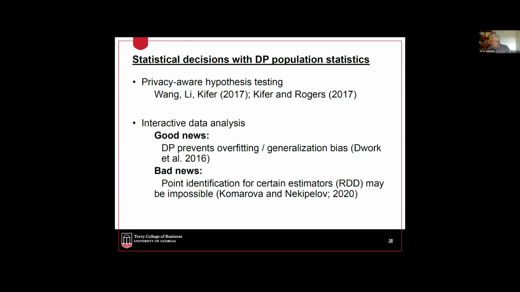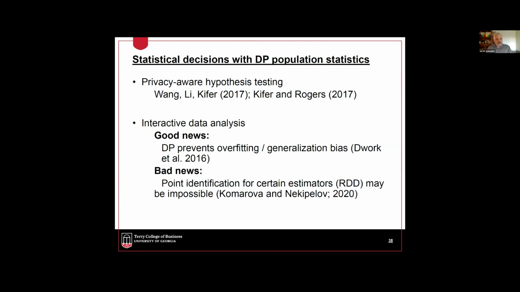Just to close out, other types of decisions that economists will be interested in are, of course, statistical decisions with differentially private population statistics. I'm not going to say too much here. Dan, in his next talk, I think is going to talk about privacy-aware hypothesis testing, and he's got a couple of papers there. The literature seems to be evolving and thinking about when and how we can test hypotheses when we have access to data that have already been distorted by differential privacy.